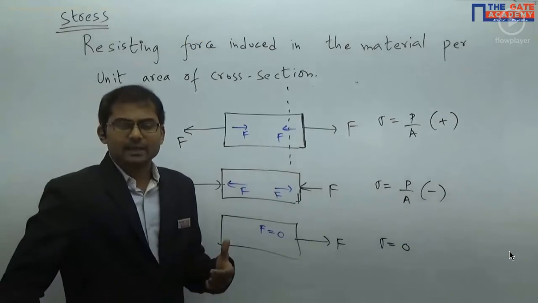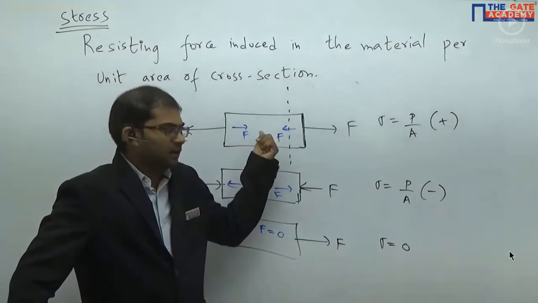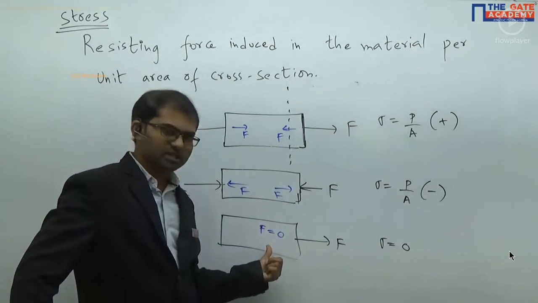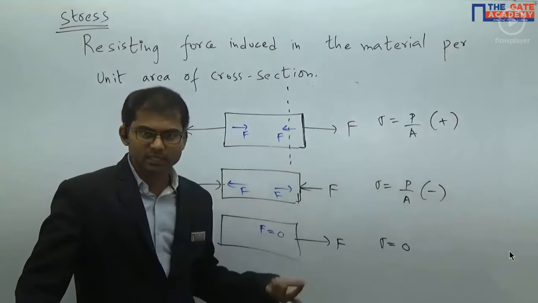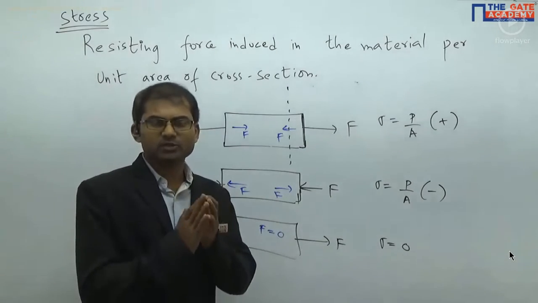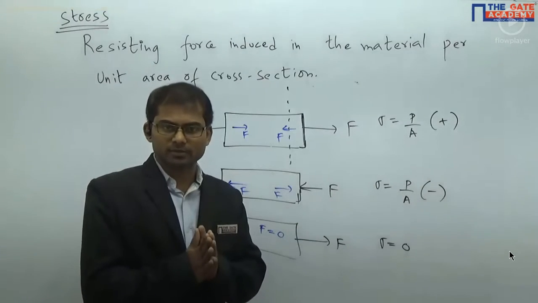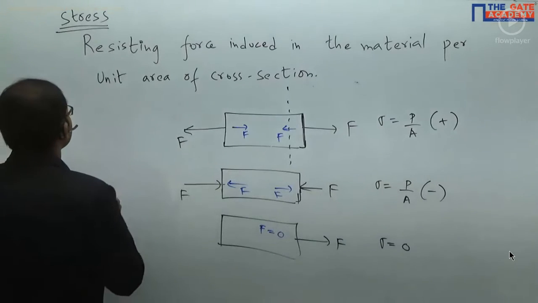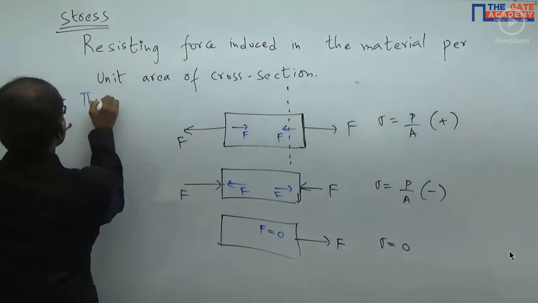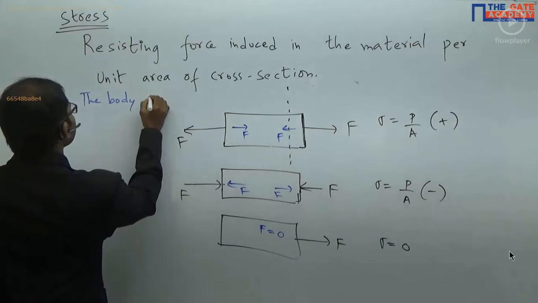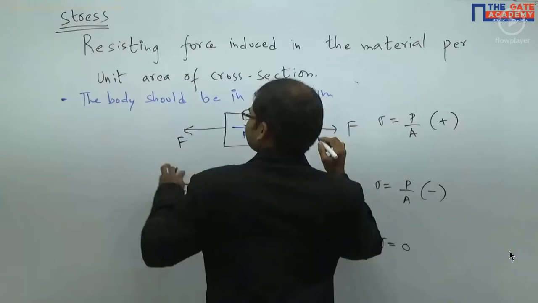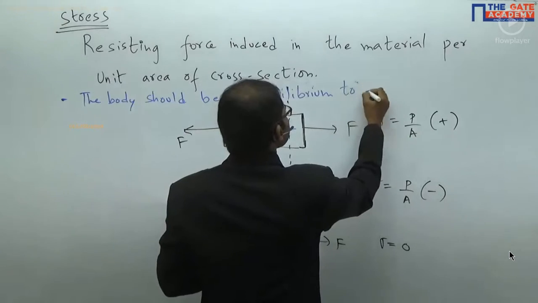Understood? So we see that the internal resistive force is the driving factor to experience stress. The internal resistive force is produced only when the body is in equilibrium. So the necessary condition for the material to experience stress is that it should be in equilibrium. Please write the definition here. I'm writing the definition next. The body should be in equilibrium to experience stress.